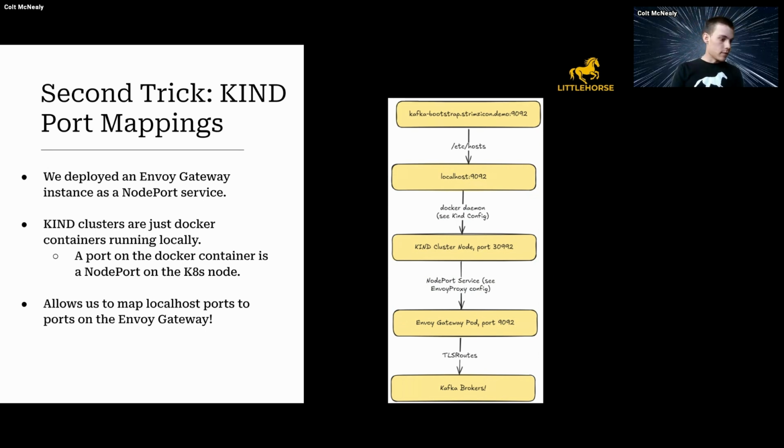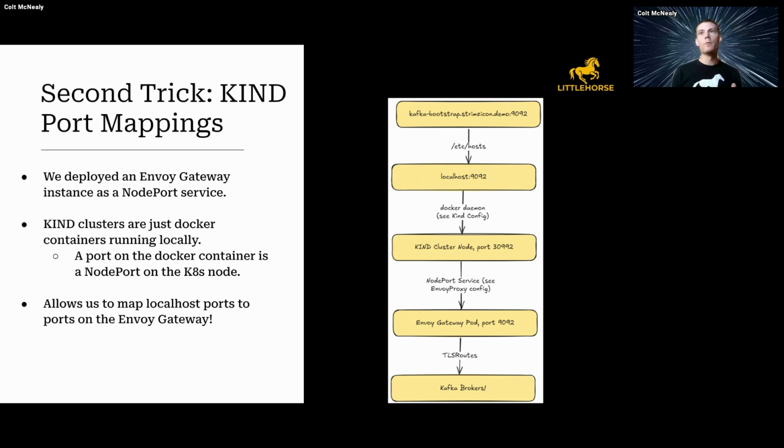But one second. Yeah. So the way we did it is we deployed Envoy Gateway as a node port service in kind, and I'll show you the YAML file relatively quickly. What we can do is take advantage of the fact that a port on the Docker container is a node port on the Kubernetes node.